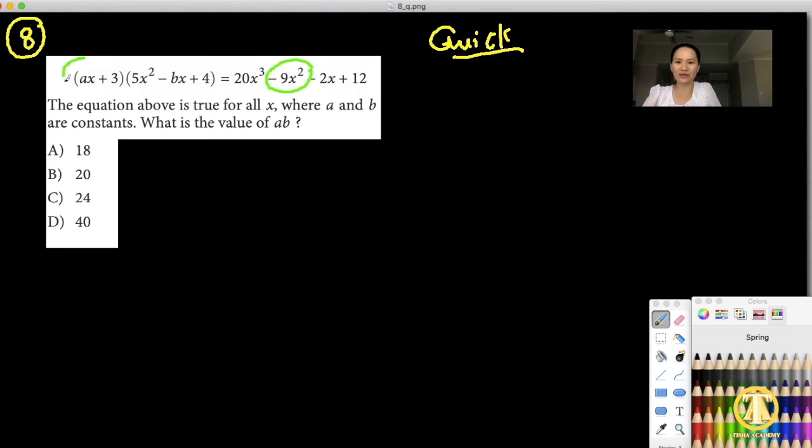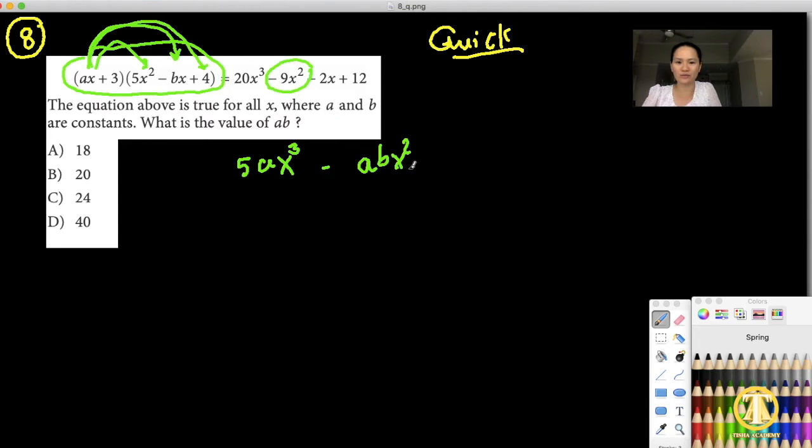Okay, I'm going to simplify this one. Let's do it. Okay, let's go. ax times 5x squared is going to be 5ax to the power 3, and next one minus abx squared, and then the next one plus 4ax. Okay, let's do this one as well.